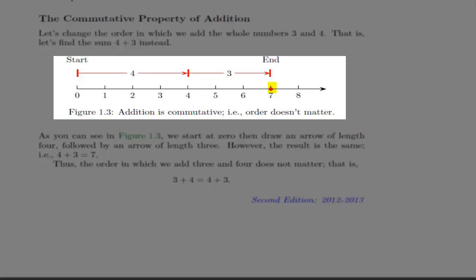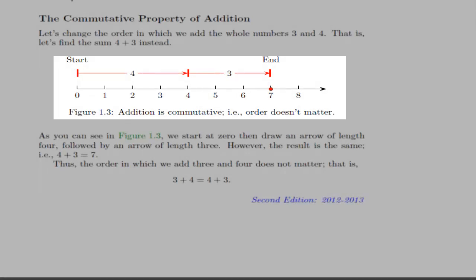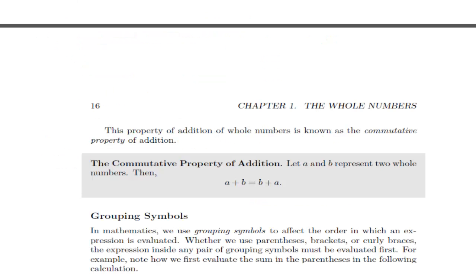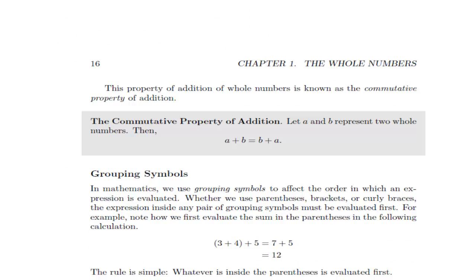Thus, the order in which we add 3 and 4 does not matter. That is, 3 plus 4 equals 4 plus 3. This property of addition of whole numbers is known as the commutative property of addition. Let a and b represent two whole numbers. Then in general, a plus b equals b plus a.